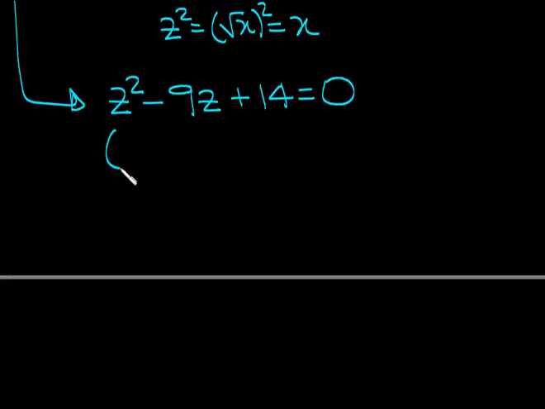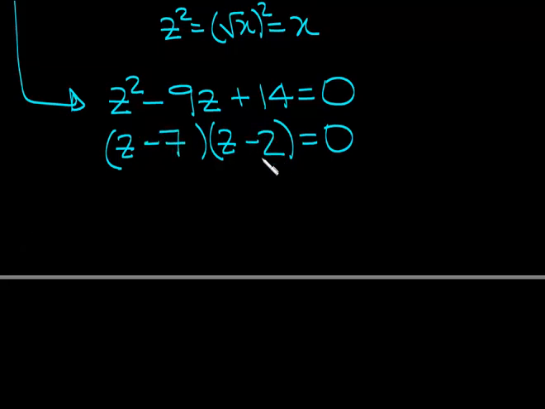So let's just finish this up. I can solve this by factoring. I want two numbers that multiply to 14 and add to negative 9. So they're minus 7 and minus 2. So this product is 0. What does that tell me? One of them has to be 0.